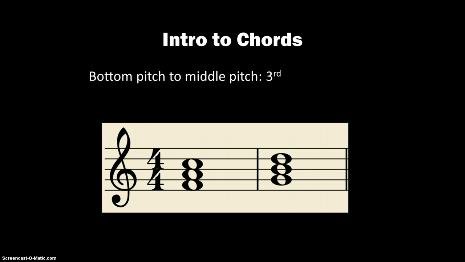The bottom pitch to the middle pitch is a third. The middle pitch to the top pitch is also a third. So they're stacked thirds. From the bottom pitch to the top pitch, well, it's two thirds. That does not equal six though, it equals a fifth, right? And in most instances that's going to be a perfect fifth, but we'll get into that in a future presentation.